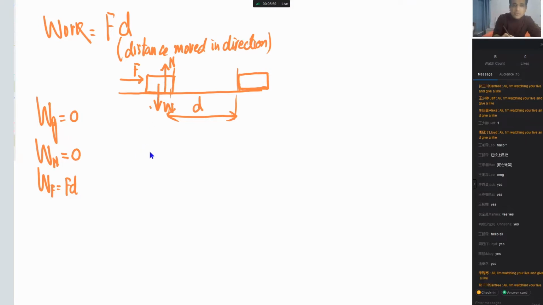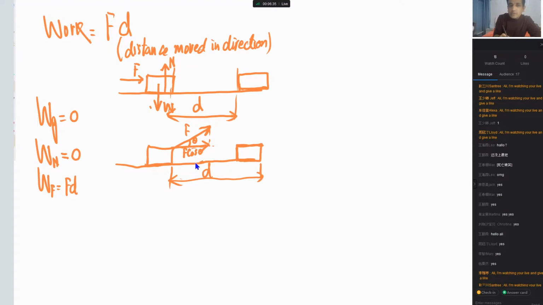And the second thing you need to understand: if we have this box and the force is applied at an angle, and the box covers a certain distance, then when you calculate work done, work is done only by this component of the force. If this angle is theta, this component has to be F cosine theta. So W has to be equal to Fd cosine theta.